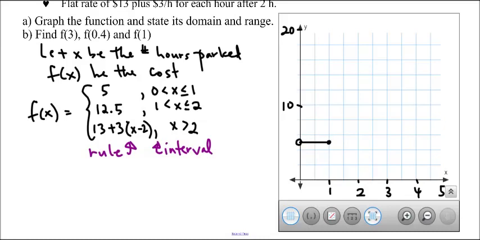For 1 to 2 hours, so for this section here, we know that it's $12.50. So we will draw the $12.50 line, and actually I'm having difficulty with my software, so excuse me if this is not quite at $12.50. I think it kind of goes, oh, actually it was nice and flat, that's good. And so $12.50 from 1 to 2 hours, and I'll draw my empty dot here because I'm not including the 1 hour, and I am including the 2 hours, so a big closed dot there.